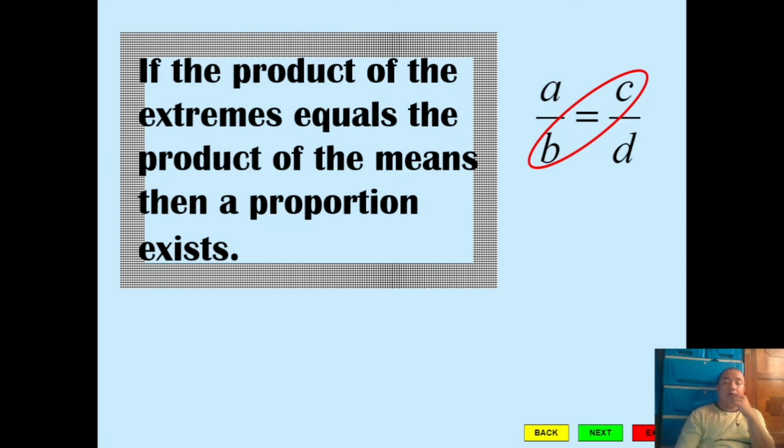Product of the means is equal to product of the extremes, or cross product. So B times C should be equal to A times D. BC is equal to AD. That's what we mean when a proportion exists.